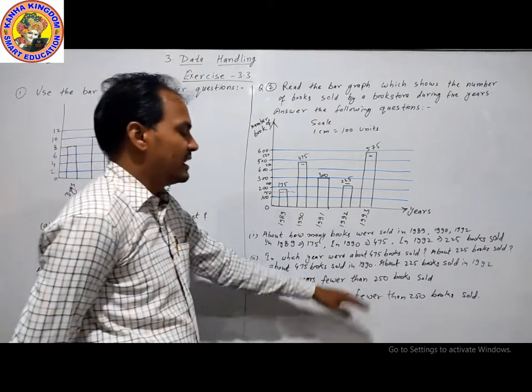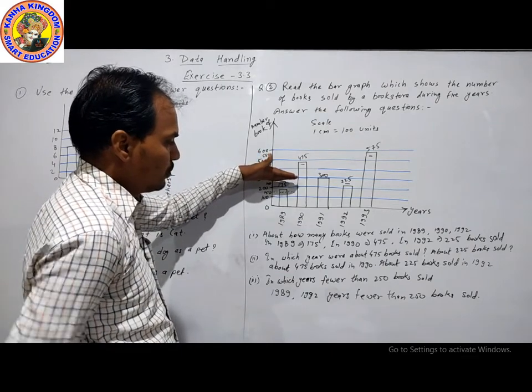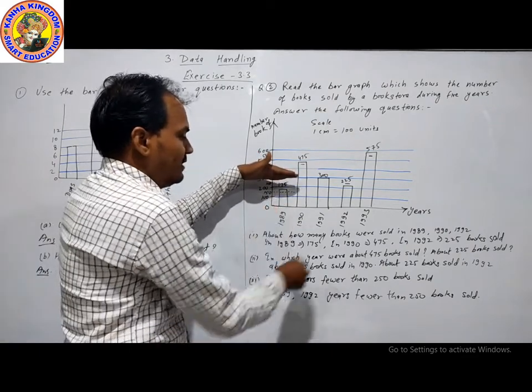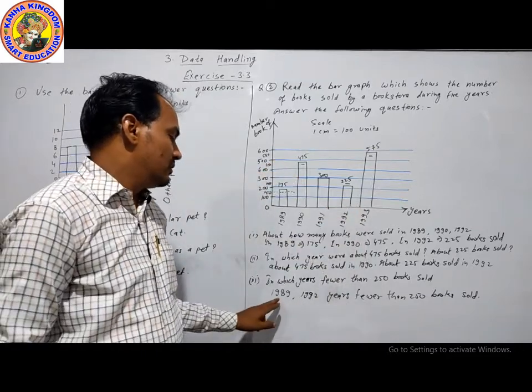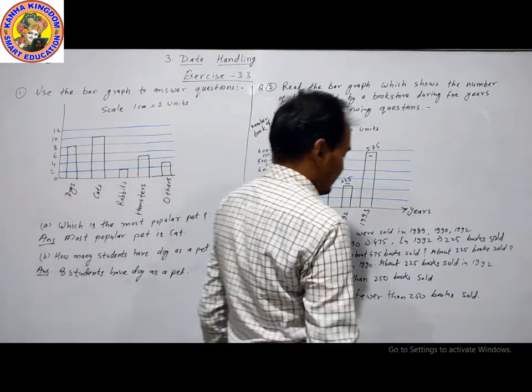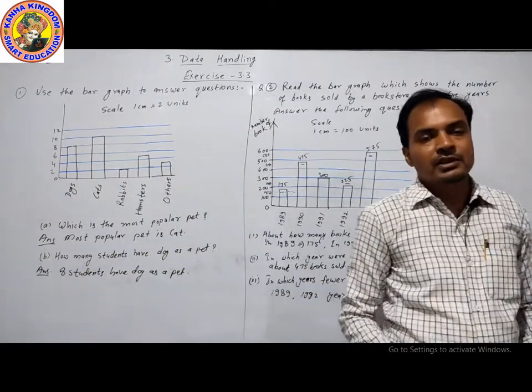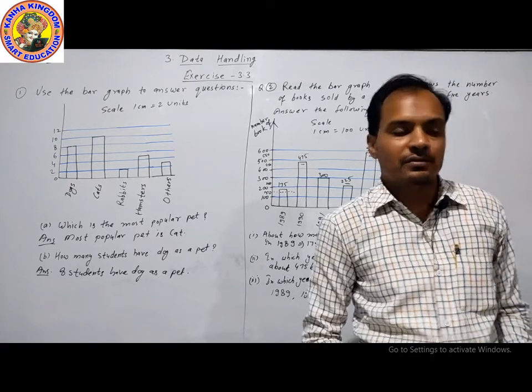In which years were fewer than 250 books sold? This is our 250. Below 250 is 1989, and below 250 is 1992. So 1989 and 1992 are the years fewer than 250 books sold. You can take a screenshot of this. We will move to our next question.